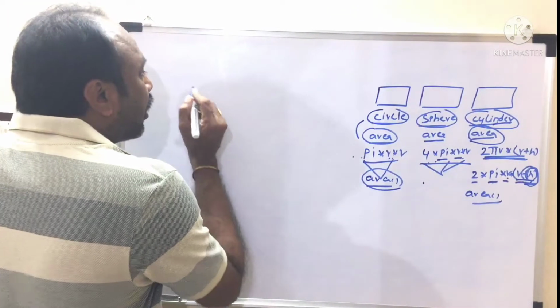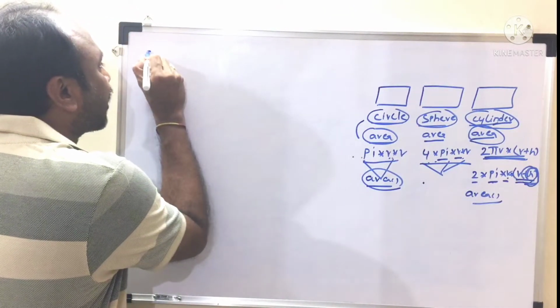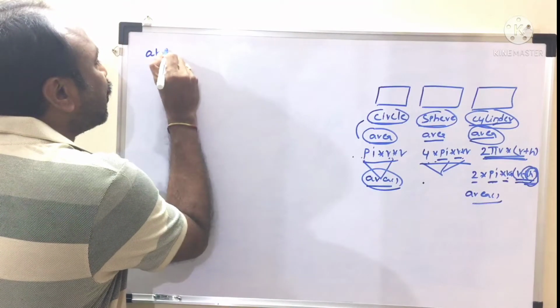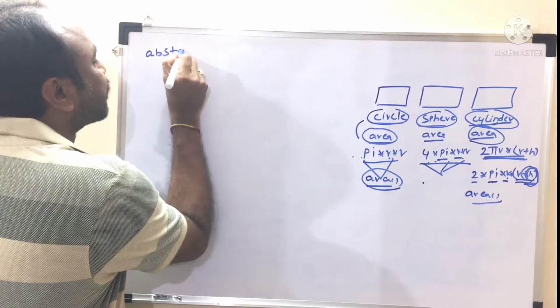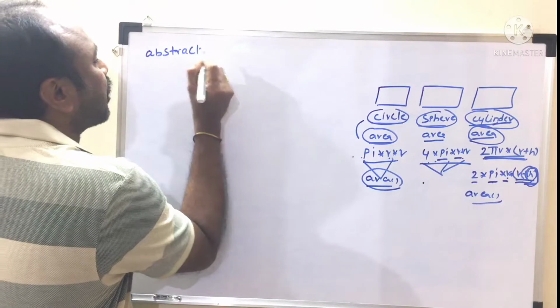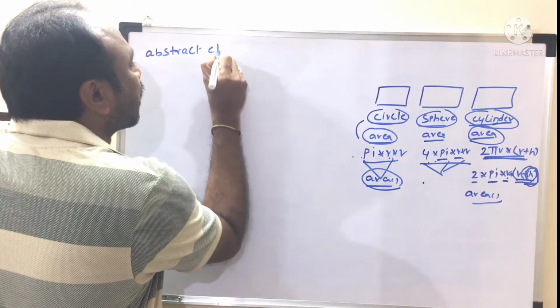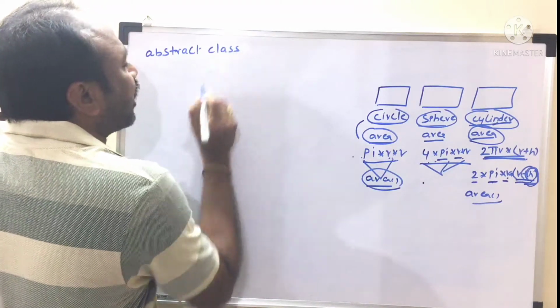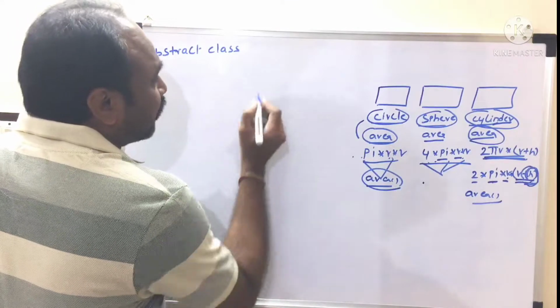See, now I have to declare one class as an abstract class. To declare a class as an abstract class, we have to use the abstract keyword. The class name is Shapes.